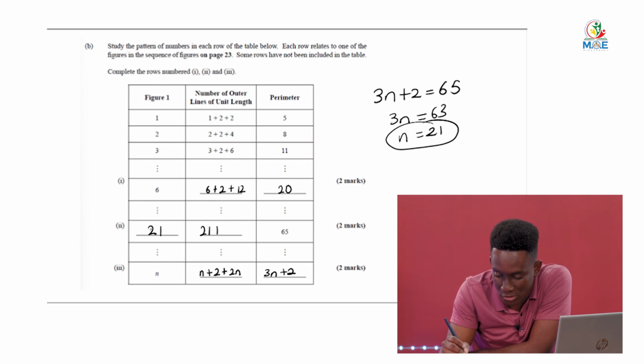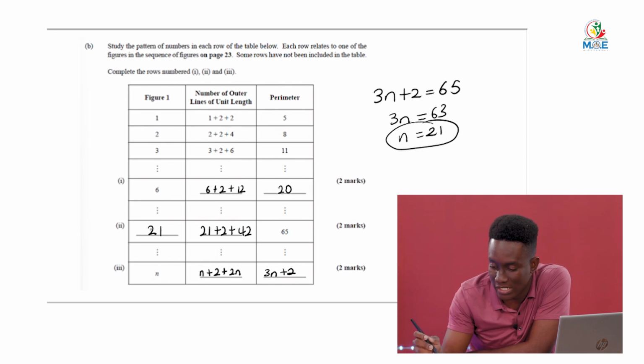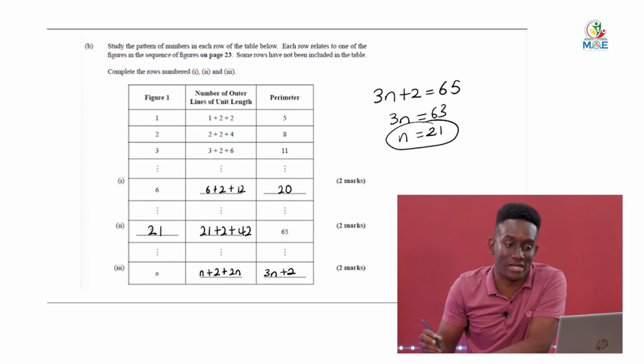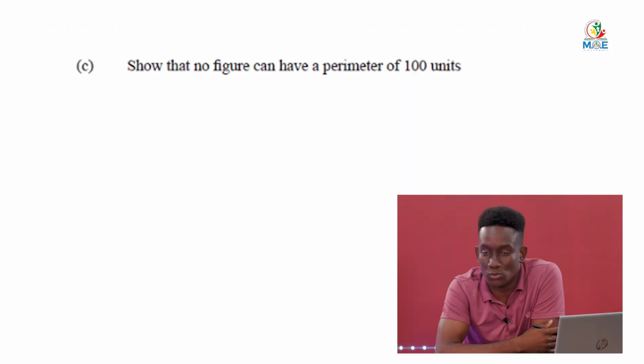And then I'm always adding 2, plus I multiply this number here by 2. So 21 times 2 would be 42. And I see when I add up 21 plus 2 would be 23, 23 plus 42 would give me 65. So indeed, that is correct, and I have all of the marks here. So let's move on to the next question.